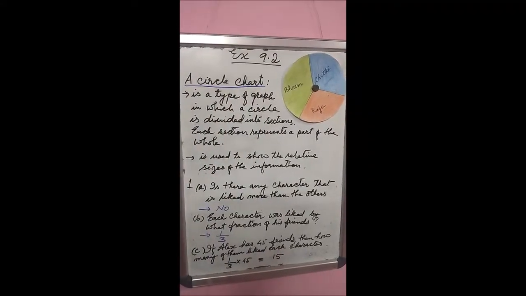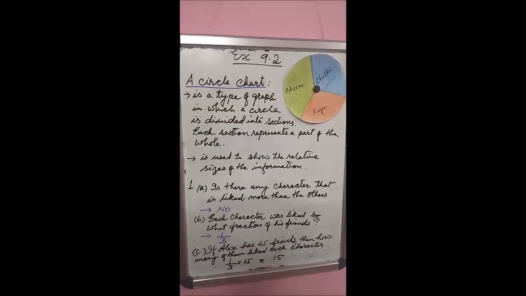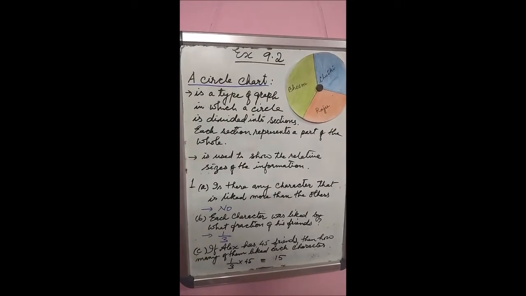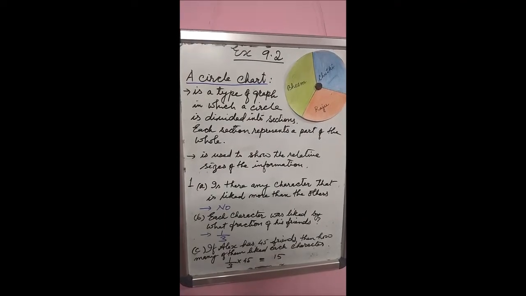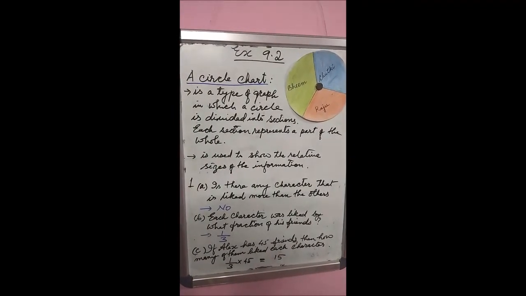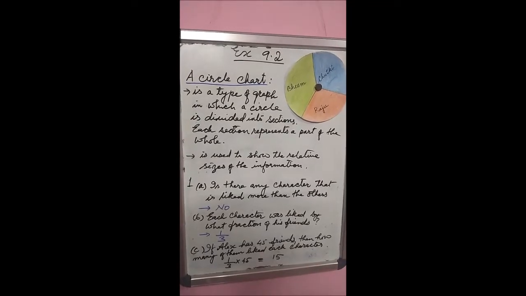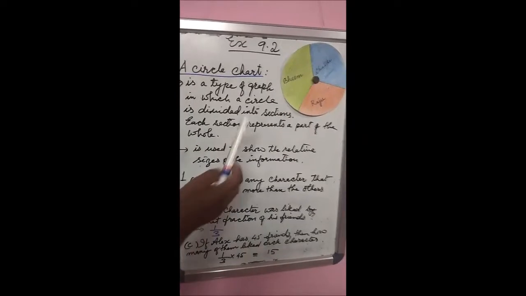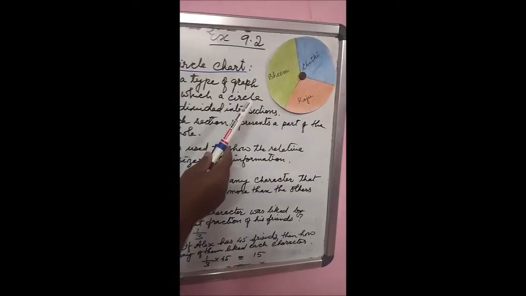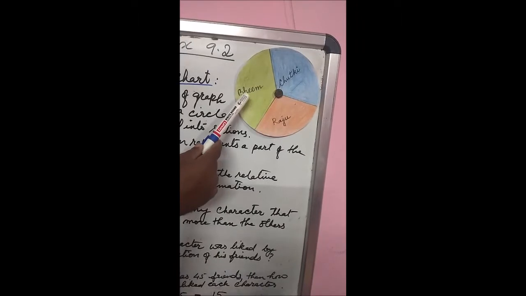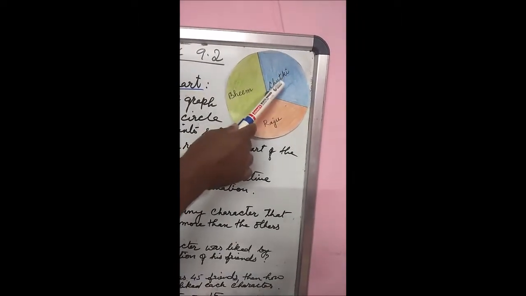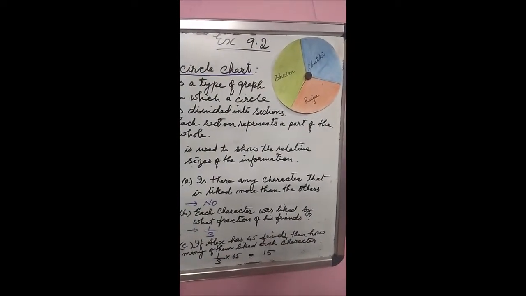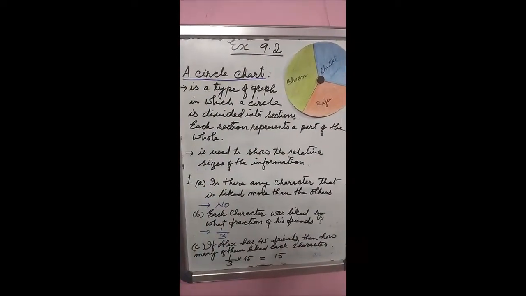The first question: Alex collected information from his friends on the cartoon characters from Chhota Bheem they liked the most, and he represented it in a circle chart. So you can see here the characters of the cartoon Chhota Bheem. The 3 characters are given here: Bheem, Chutki and Raju. So by looking at this circle chart, we can answer the questions given here.